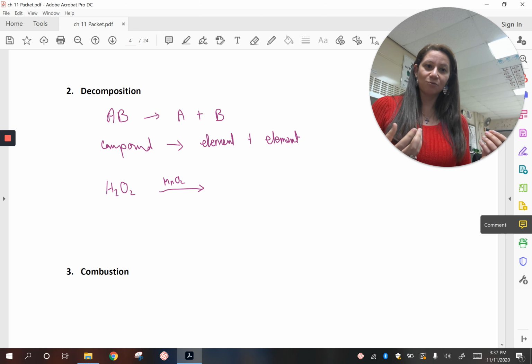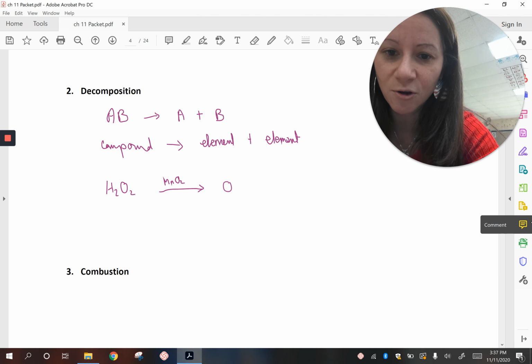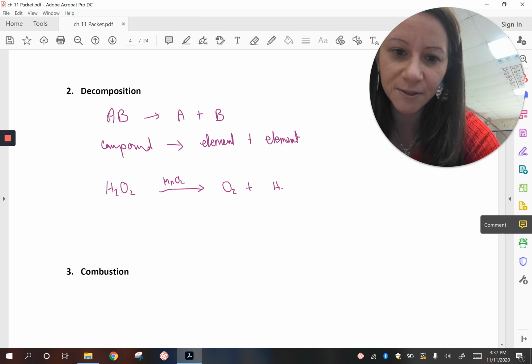What kind of gas helps something reignite? Well, that would be oxygen, right? So oxygen is one of my products. My other product is water.